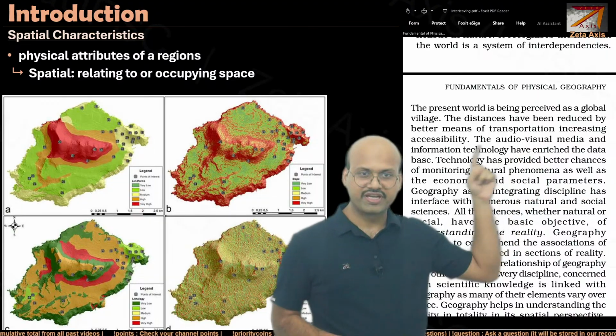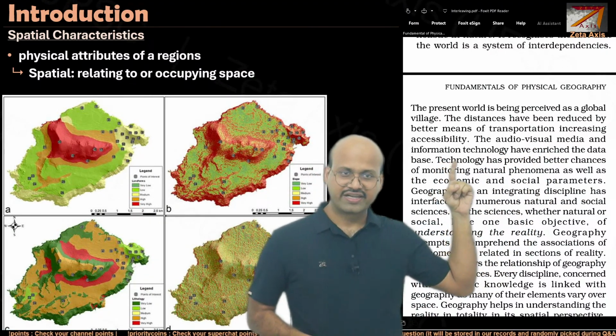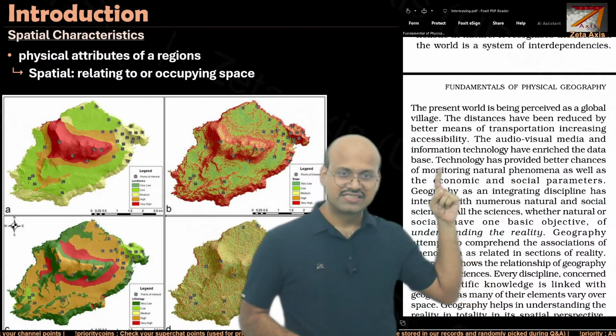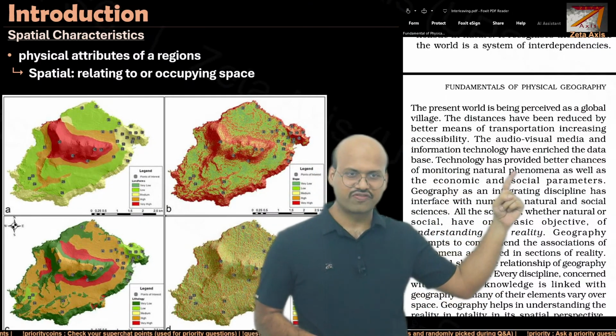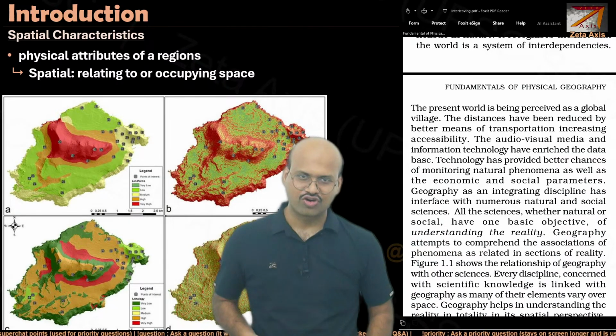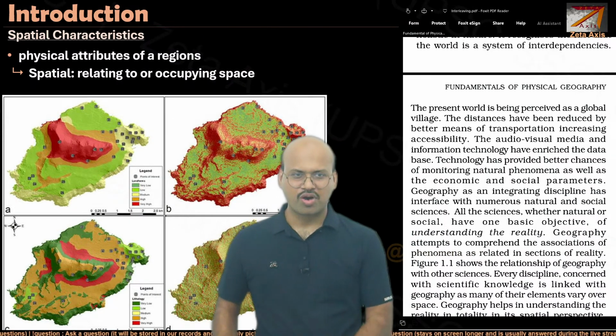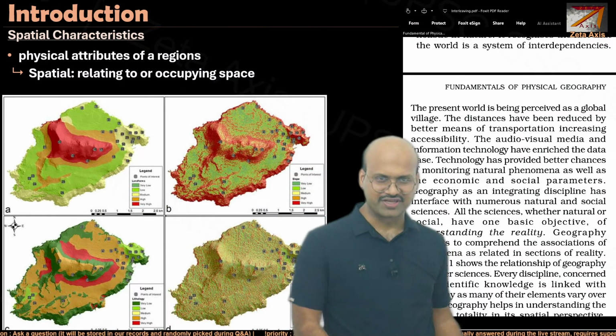The audio-visual media and information technology have enriched the database. Technology has provided better chances of monitoring natural phenomena as well as the economic and social parameters. So because of the increased technology, we can monitor everything. We can monitor nature, we can monitor economic activity, we can monitor the social parameters.